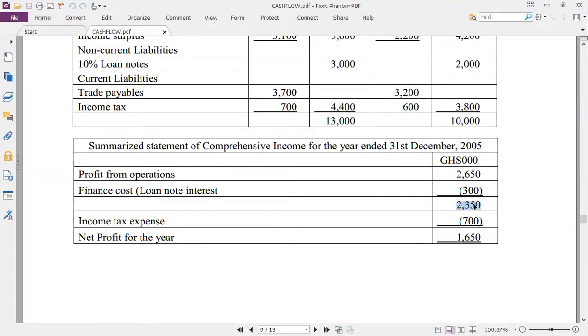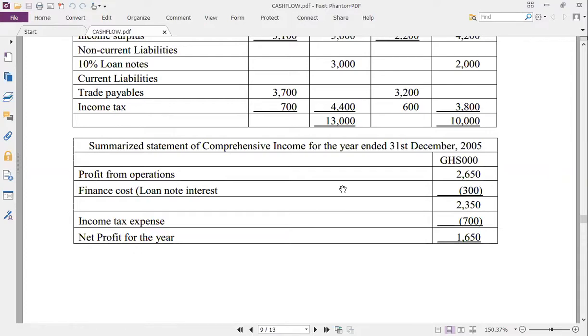Then we say what? Immediately add the finance cost, the interest expense, to it. So immediately add back this 300. If you add back the 300, it will return you back to what? Profit before interest and tax. And that's the same answer that they had there. So let's go and start the question.